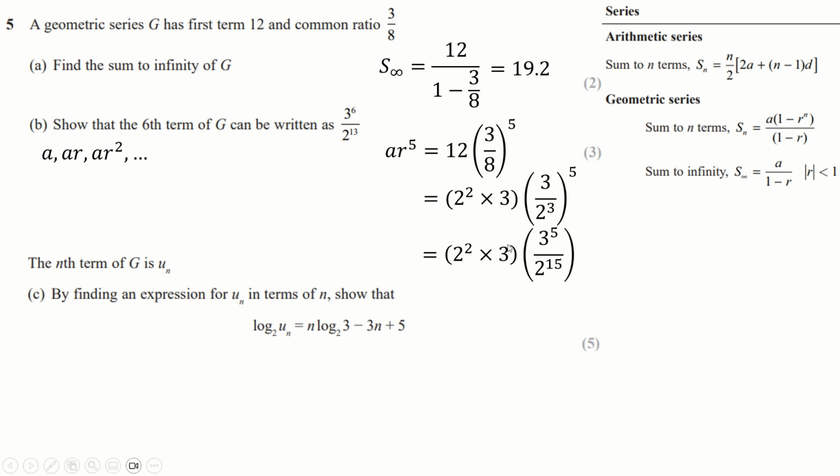And now this 3 is 3 to the power 1 times 3 to the power 5 is 3 to the 6, that's on top. And we've got 2 to the 15 on bottom, 2 to the 2 on top. So cancel out 2 of those with 2 of those to end up with 2 to the 13 on the bottom, and we end up with what they wanted us to get.